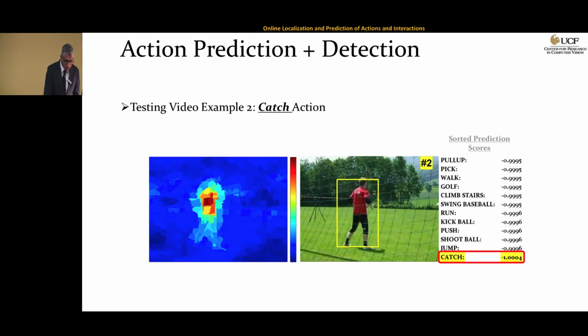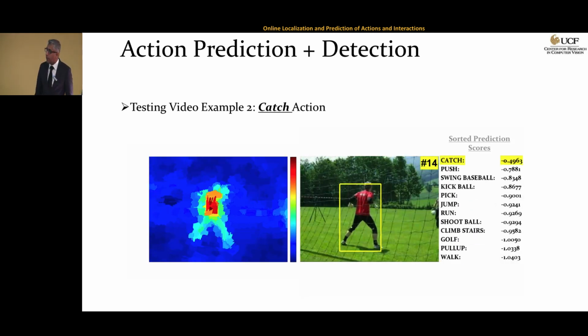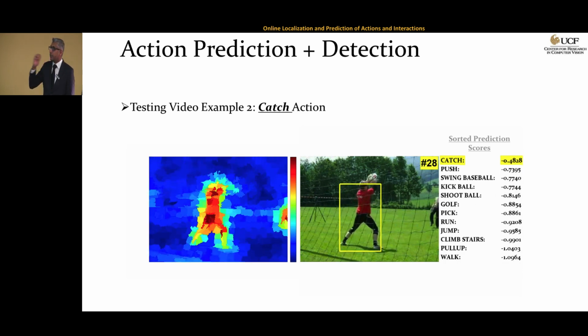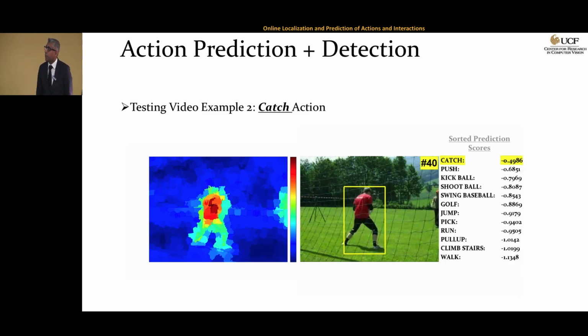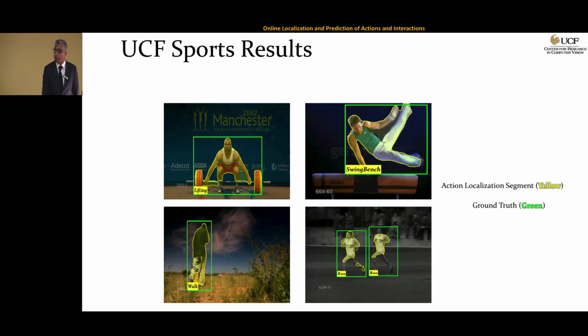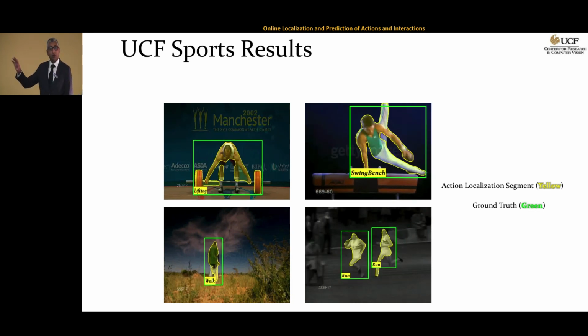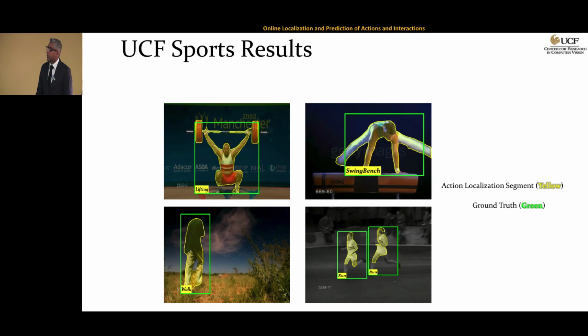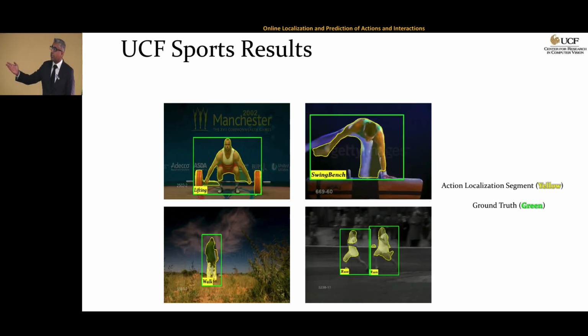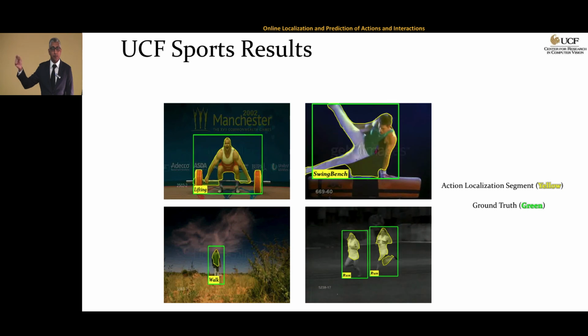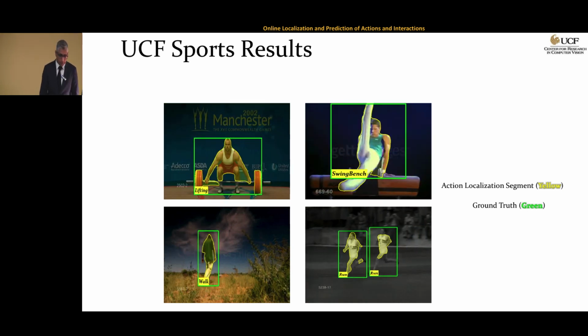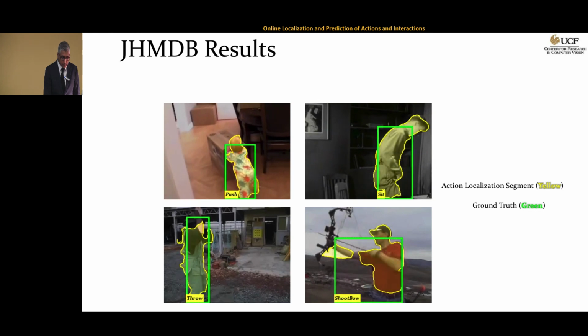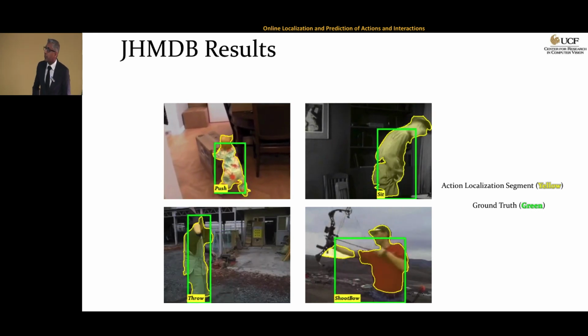Here's another example for catching. Again, we have the foreground likelihood on the left, the detection, and the prediction on the right. So this establishes that by using more information as we go along in a video, we are able to better predict with time. Here are some qualitative results on UCF Sports, where the action detection is shown by the yellow contour and the ground truth is shown by the green bounding box. We're able to localize multiple actions simultaneously and correctly by labeling each pixel for that particular action. Here are more results from JHMDB, which has 21 actions.